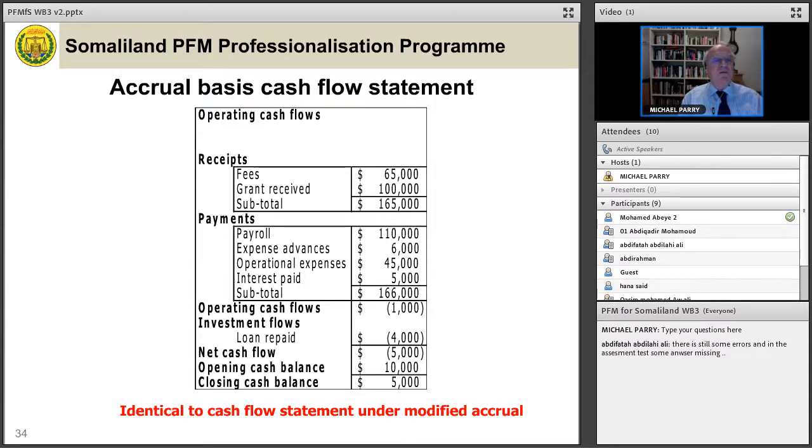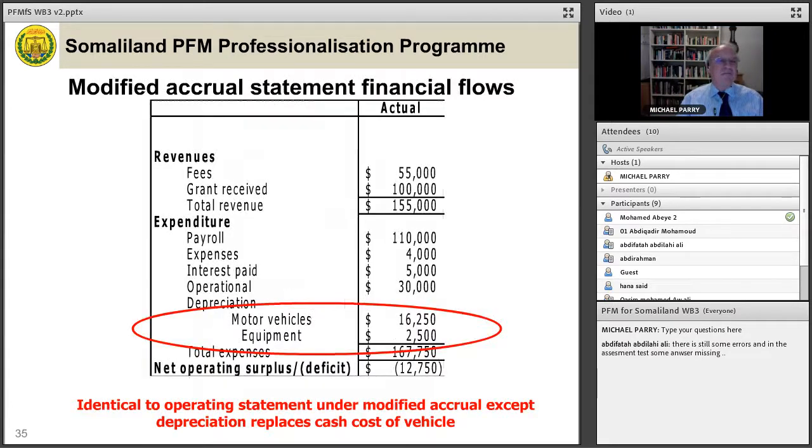First of all, the cash flow statement is exactly the same under accrual accounting as under modified accrual accounting. Modified accrual and accrual accounting, cash flow statement, identical. It is the cash flow. That's easy.